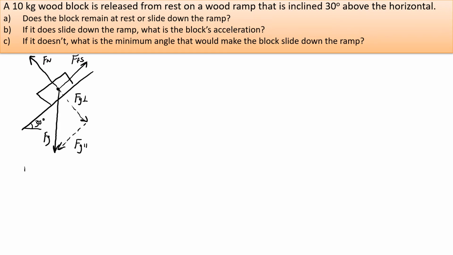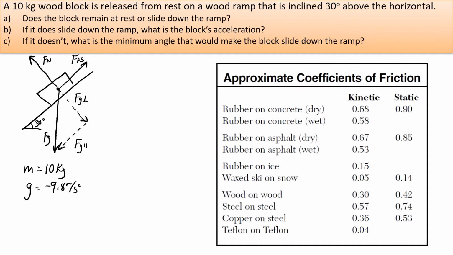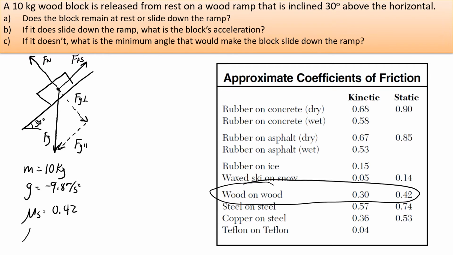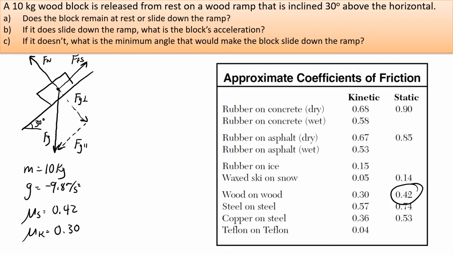I'll write down the given. So the mass is 10 kilograms. G is negative 9.8 meters per second squared. And they even tell you it's wood on wood. So we look at the diagram. Wood on wood is over here. The static coefficient is 0.42. We might need that kinetic coefficient for the next part if it starts sliding down the ramp, right? But right now it's at rest. If it starts sliding down the ramp, then it's going to switch to kinetic. Don't forget that.